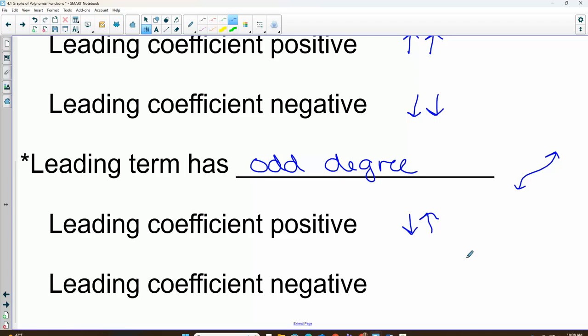What would happen if we made it a negative x cubed? Right, it flips it over the x and it looks like this. So my end behavior would become up, down.